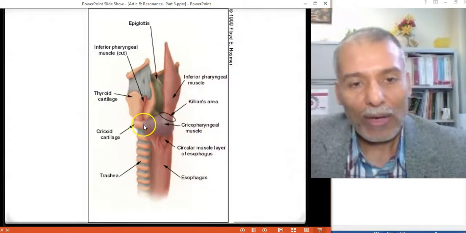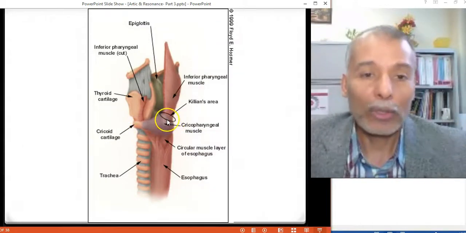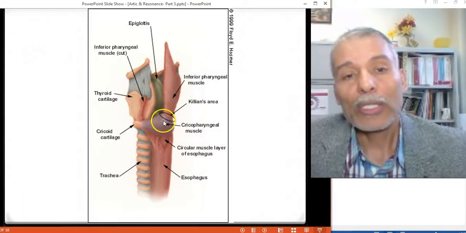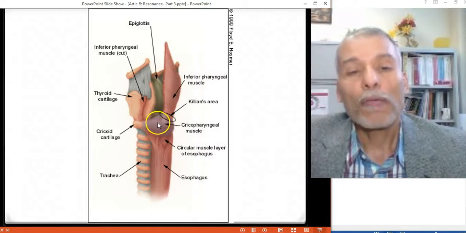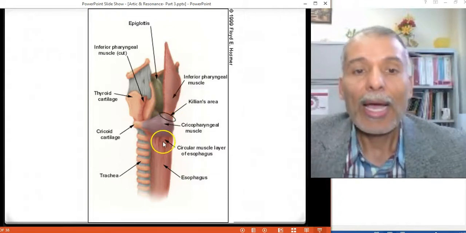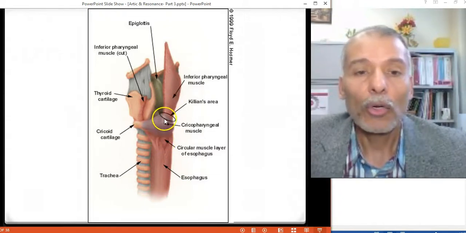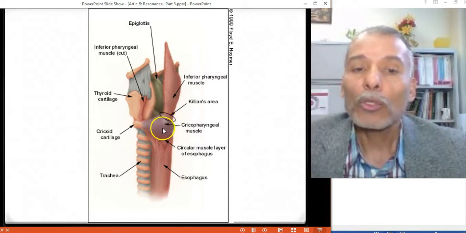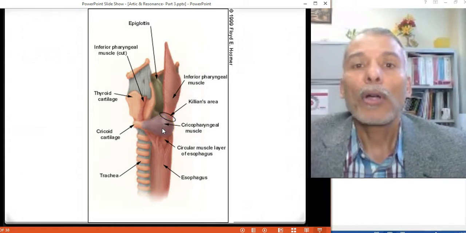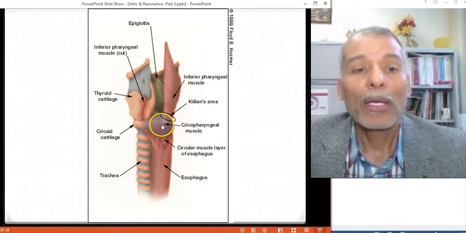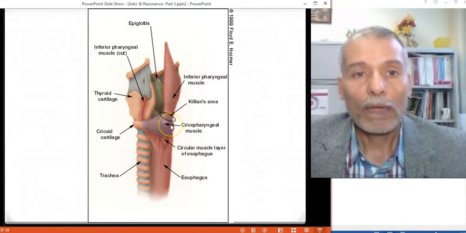So this is the cricopharyngeus muscle, again, very important for swallowing. It controls the area of the lower pharynx, which is the borderline between the pharynx itself and the esophagus. So it makes the lowest part of the pharynx, and it forms also the upper esophageal segment. And if it is impaired, it is going to affect swallowing functions.